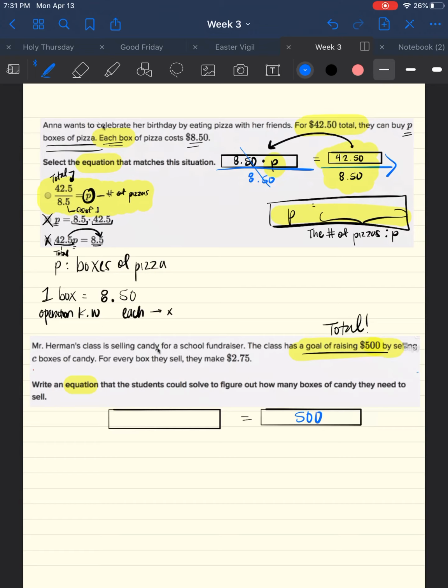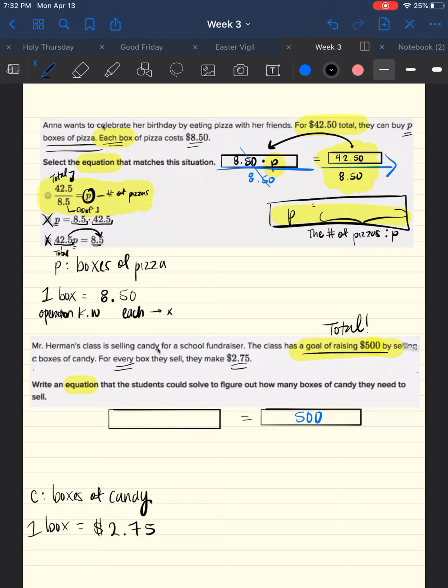And then it also says by selling C boxes of candy. So it's also giving you the variable, which is very important to annotate. So I'm going to put, okay, I know that C is equal to boxes. Let me erase that real quick. Boxes of candy. I also know one more thing. It says every box they sell, they make $2.75. So basically what they're telling me is that one box is equal to 2.75.